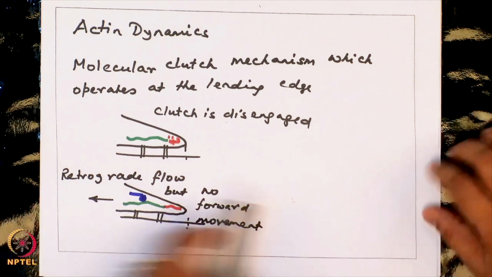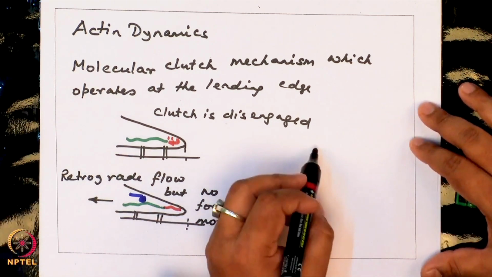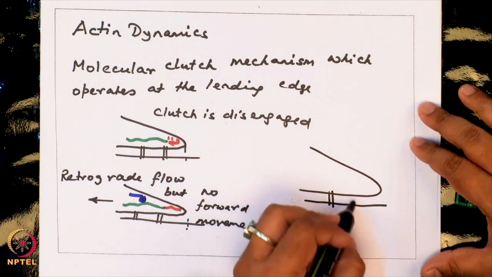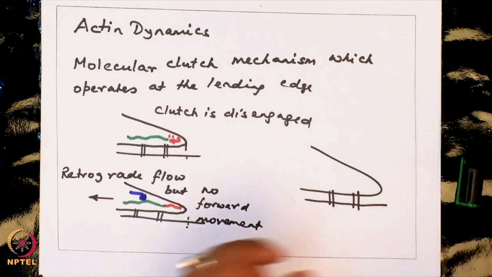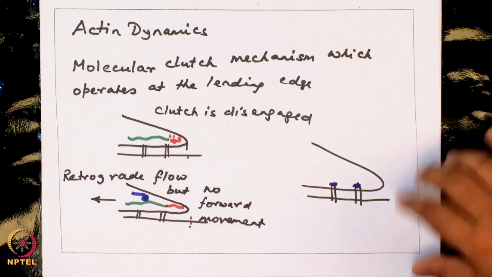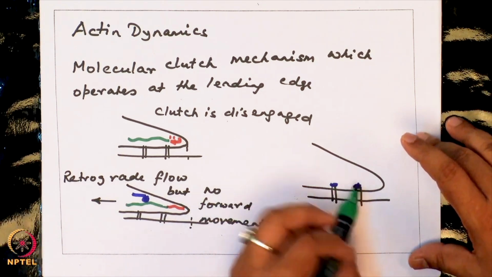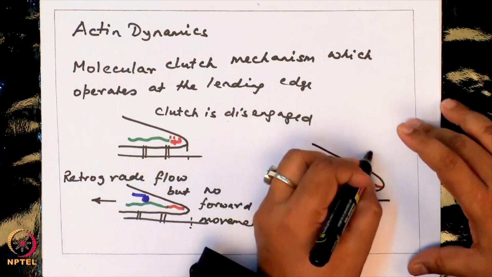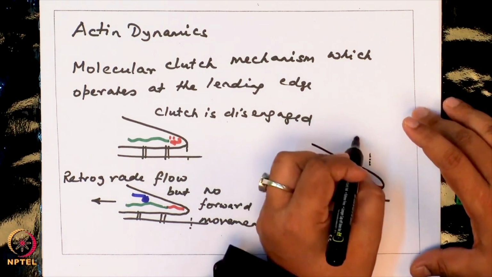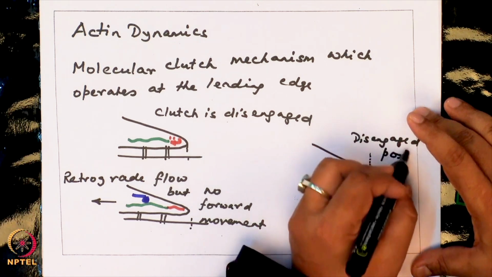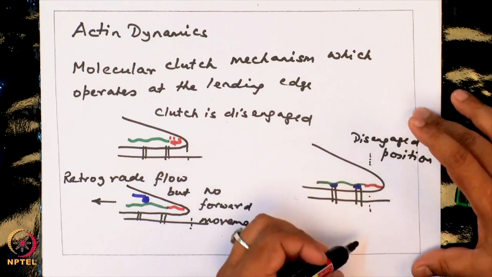In the other case, when the clutch is engaged, you have various adapter proteins which link you with the filament. So, let us say this was the earlier position, in the disengaged position, this was the leading edge position.